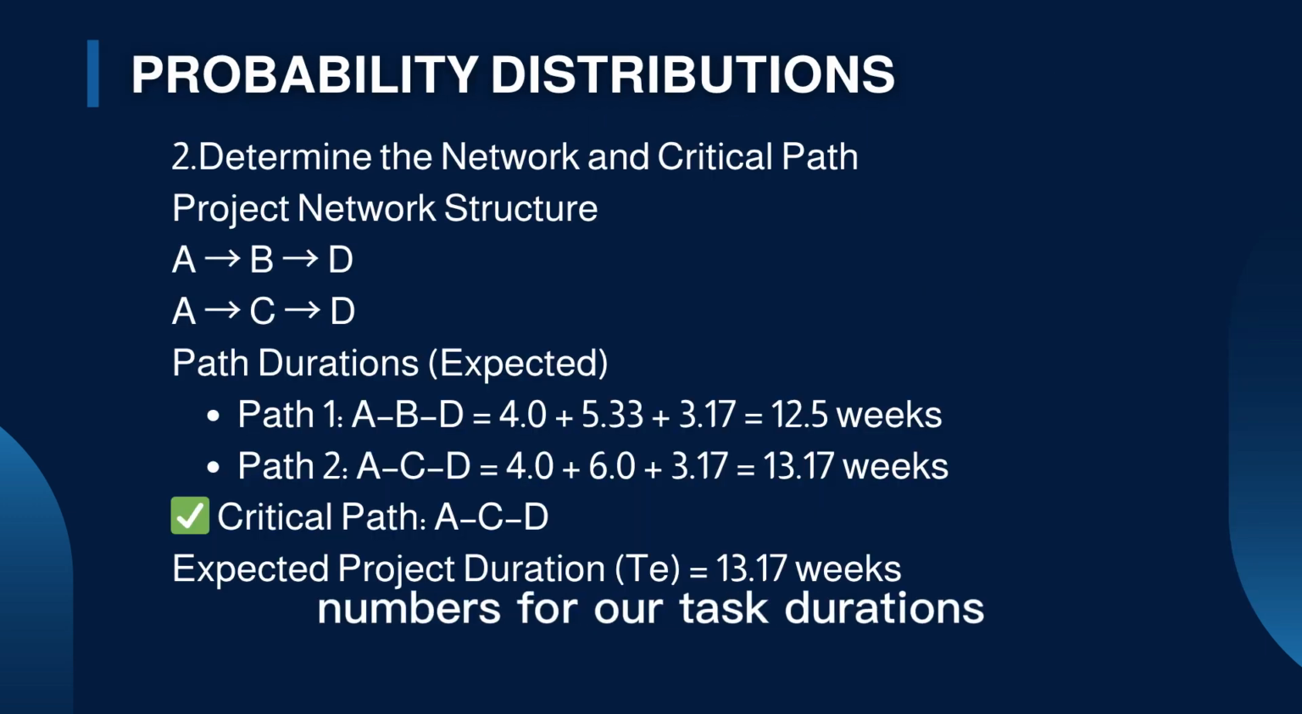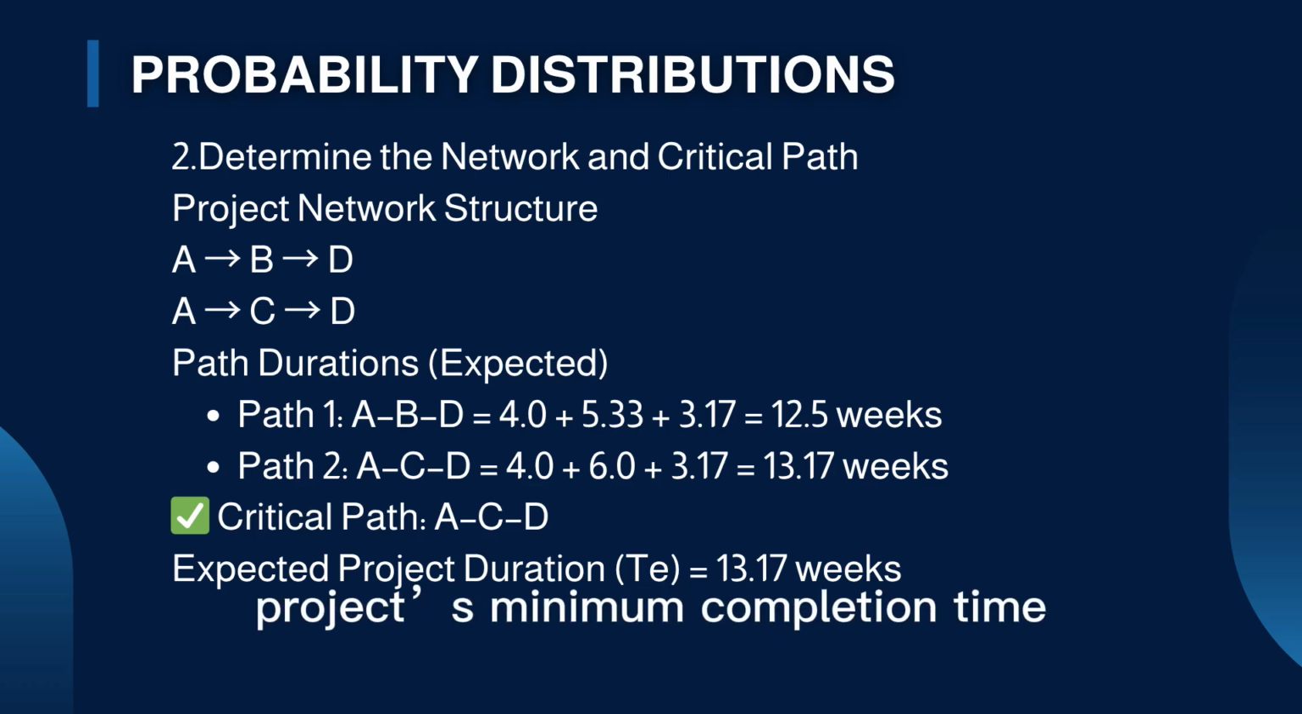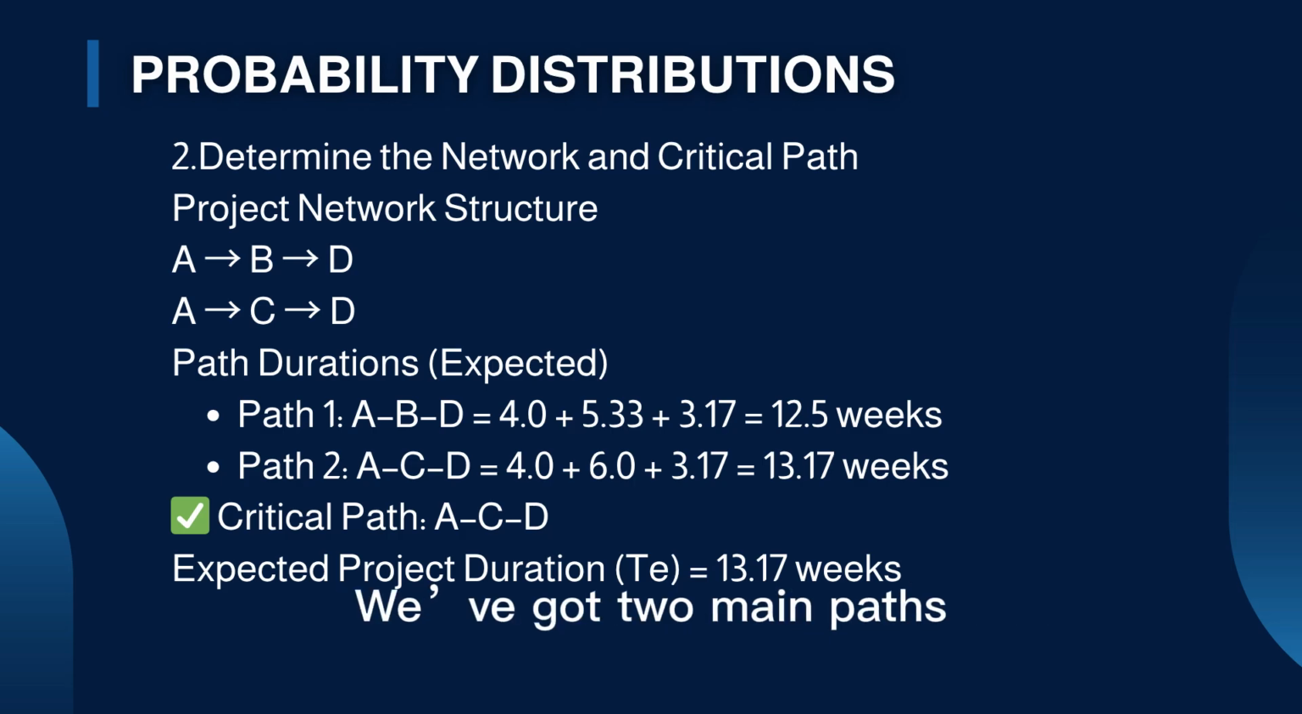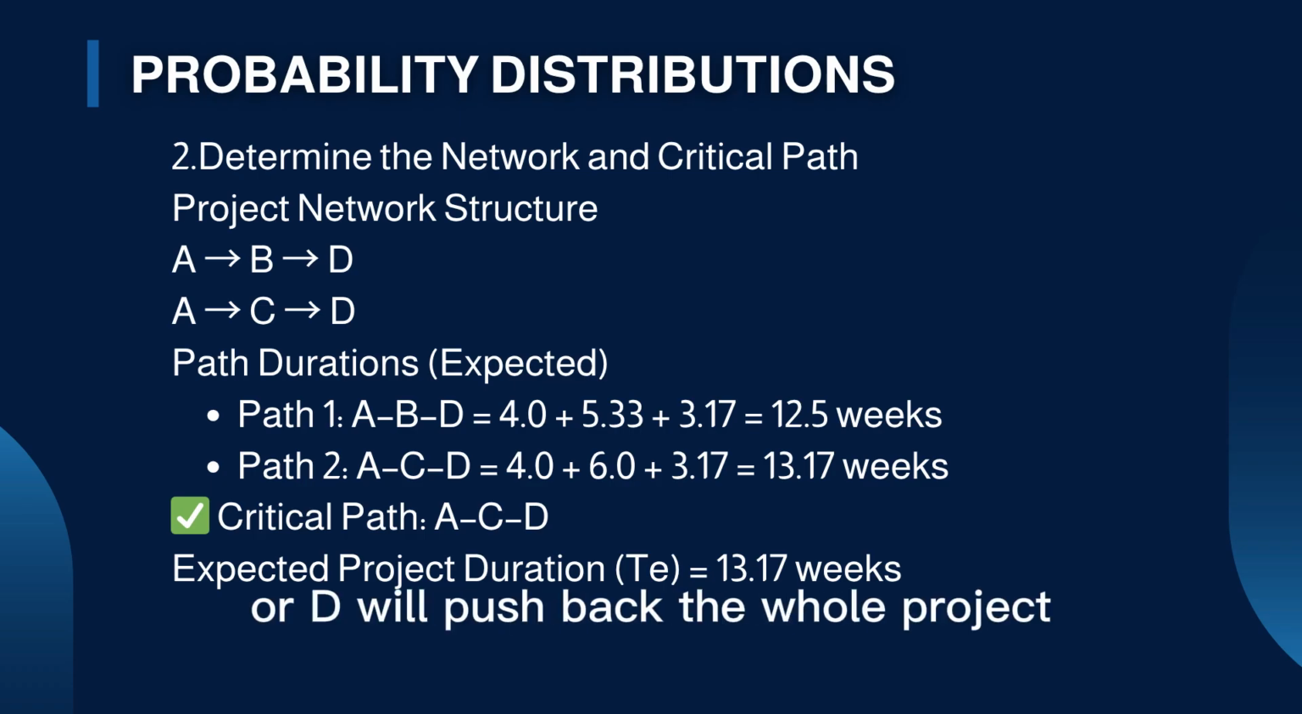We've crunched the numbers for our task durations. And now it's time to map out the network structure and find the critical path, the longest chain of dependent tasks that sets our project's minimum completion time. We've got 2 main paths. Path 1 is A gives B gives D, taking 12.5 weeks, and Path 2 is A gives C gives D, which takes 13.17 weeks. Since Path 2 is longer, it's our critical path. Any delays in A, C, or D will push back the whole project.